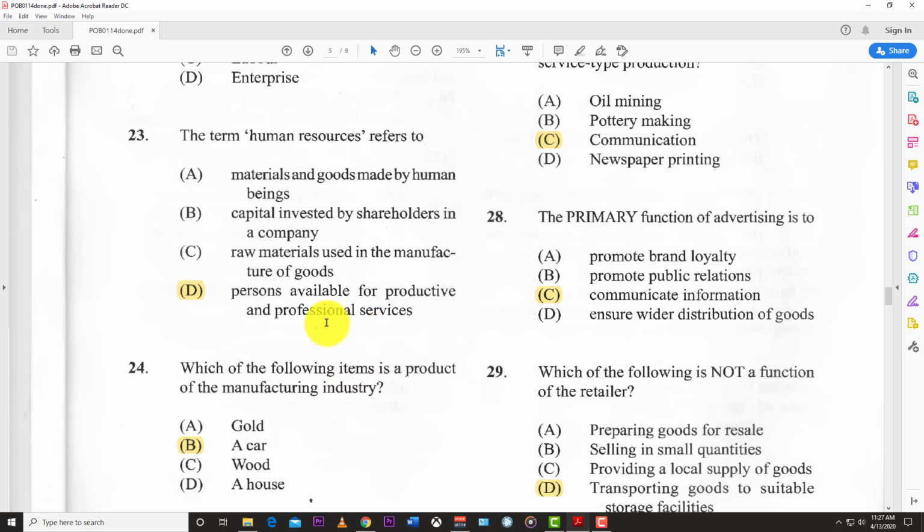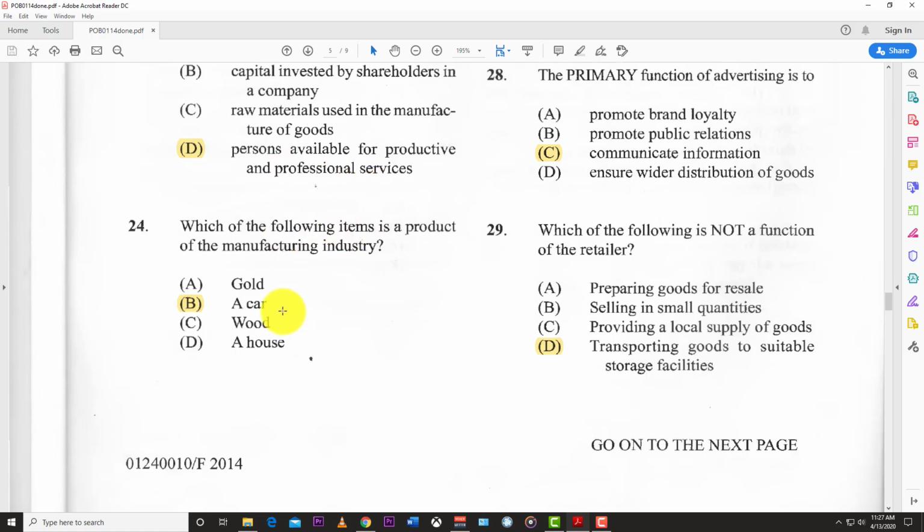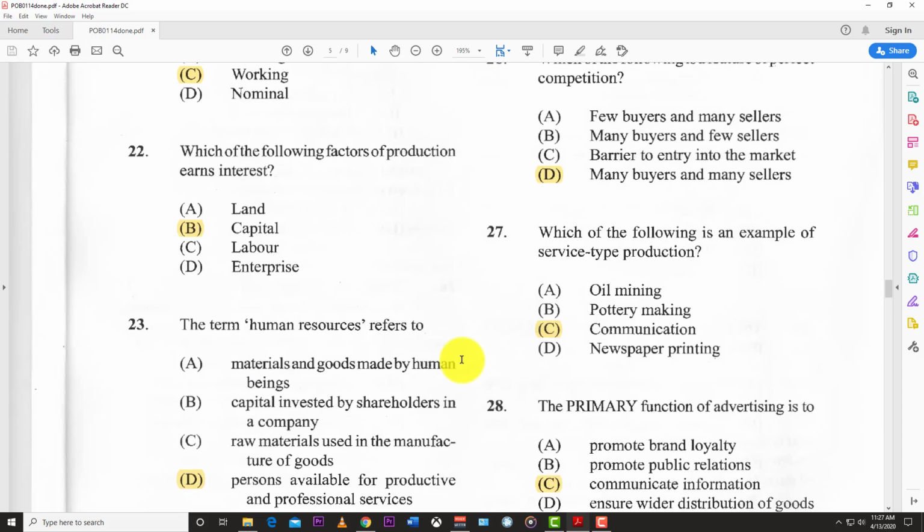Number 23, the term human resource refers to, the answer is D, persons available for productive and professional services. That's a human resource. 24, which of the following items is a product of the manufacturing industry? So the secondary production. And so the answer here is A, a car, because gold is primary, wood is primary, and yes, building is secondary, but is construction, not manufacturing.